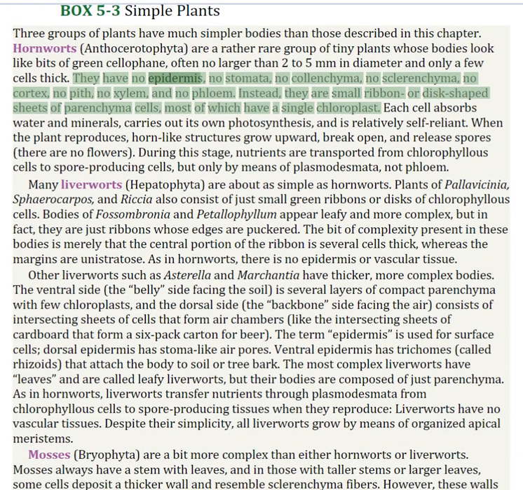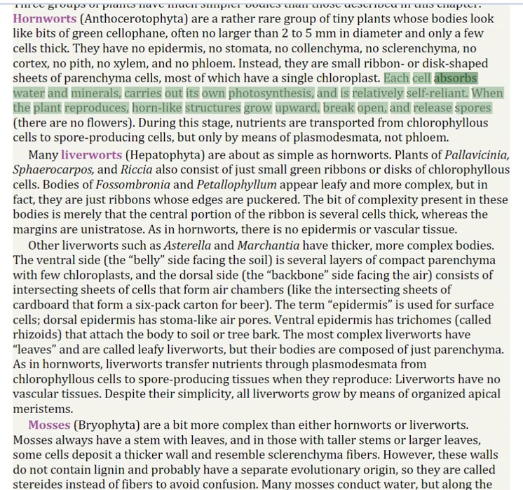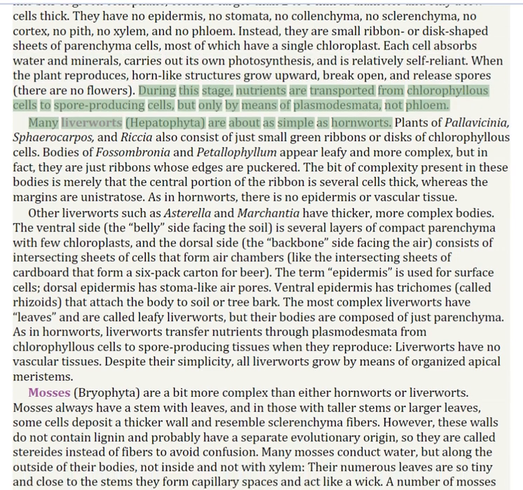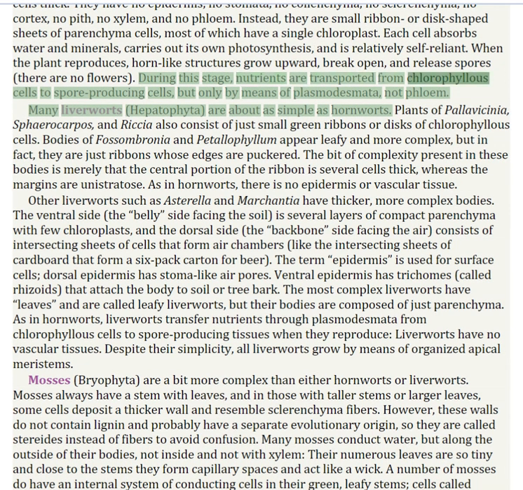They have no epidermis, no stomata, no parenchyma, no sclerenchyma, no cortex, no pith, no xylem, and no phloem. Instead, they are small ribbon or disc-shaped sheets of parenchyma cells, most of which have a single chloroplast. Each cell absorbs water and minerals, carries out its own photosynthesis, and is relatively self-reliant. When the plant reproduces, horn-like structures grow upward, break open, and release spores. During this stage, nutrients are transported from chlorophyllous cells to spore-producing cells, but only by means of plasmodesmata, not phloem.